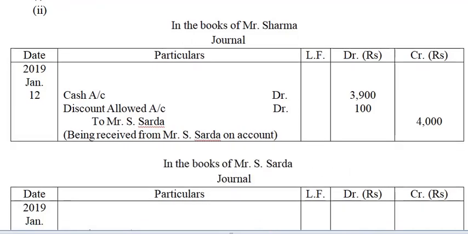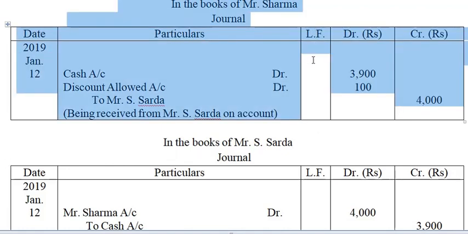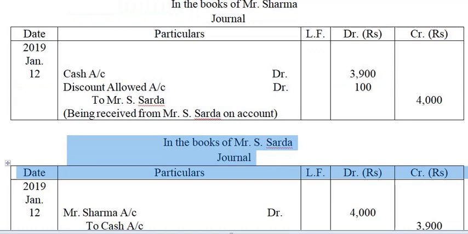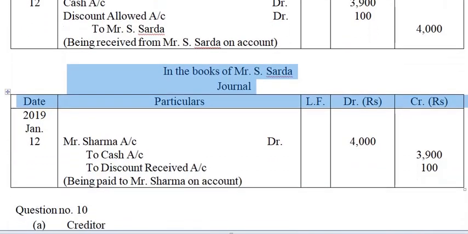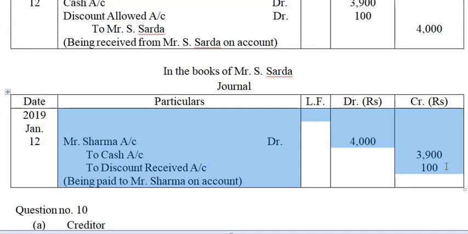Okay. Understood. So this was in the books of Mr. S. Sharma. The journal entry that has been recorded. But now this is in the books of Mr. S. Sarda. Sorry, yeah, it was correct. So for Mr. S. Sarda, it will be Mr. Sharma account debit to cash account, to discount received. Entry will be like this.